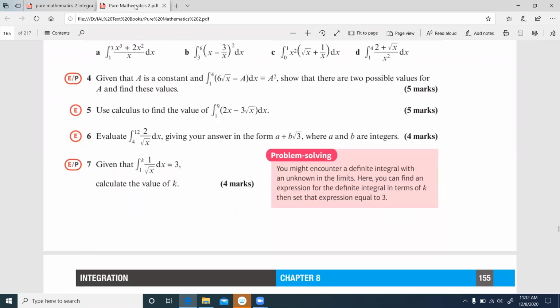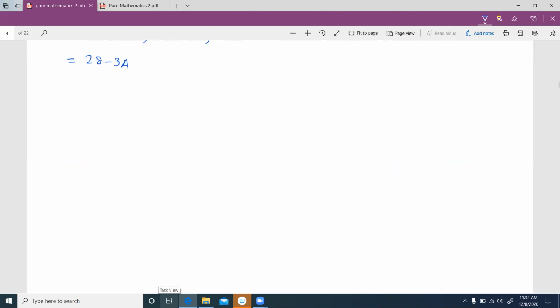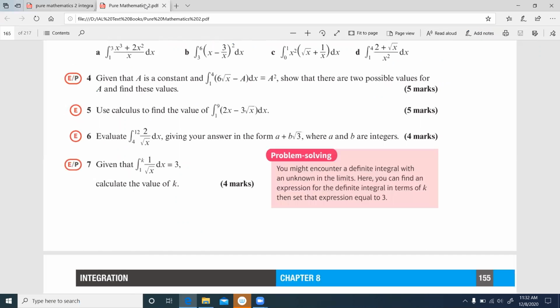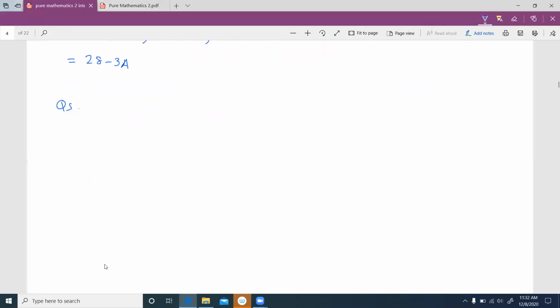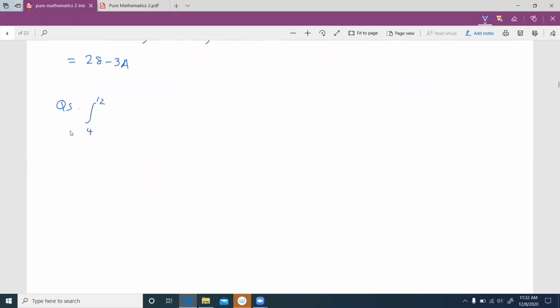Yes. Here, if you come to question number 5, evaluate the integral from 4 to 12 of 2 over root x dx.